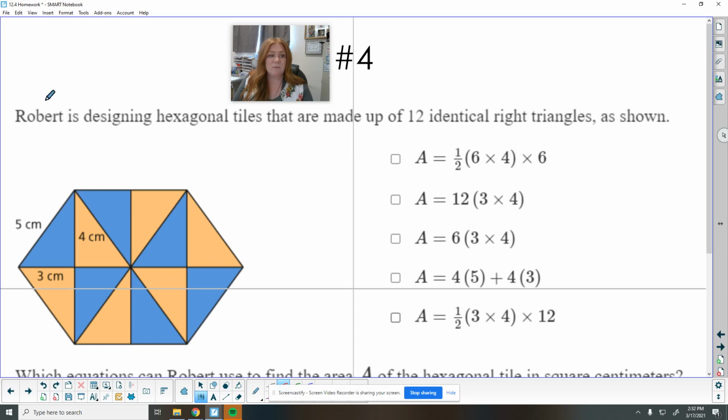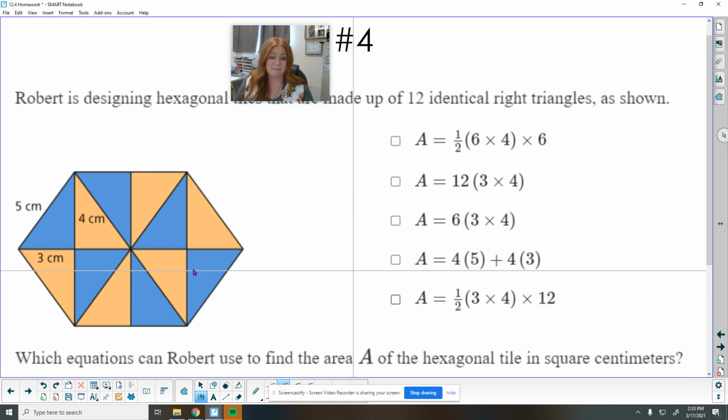Number 4 tells us that Robert is designing hexagonal tiles that are made up of 12 identical right triangles. So we can see that we've got all of these identical shapes here. Even though they're different colors, this blue one is the same as this orange one, right? They both have the same height, the same width, and their angles are the same. So even though they're different colors, all 12 of these triangles are the same.